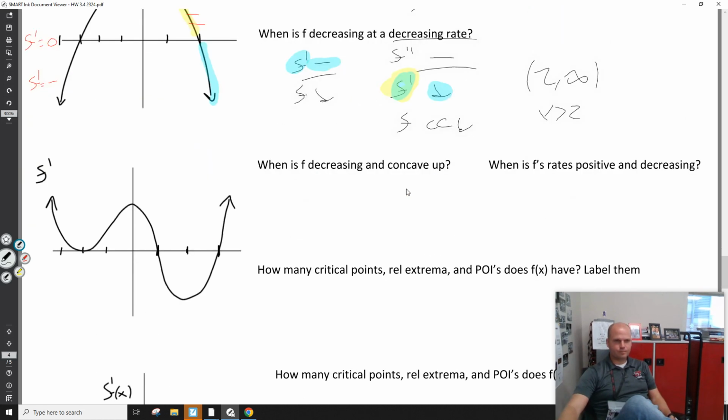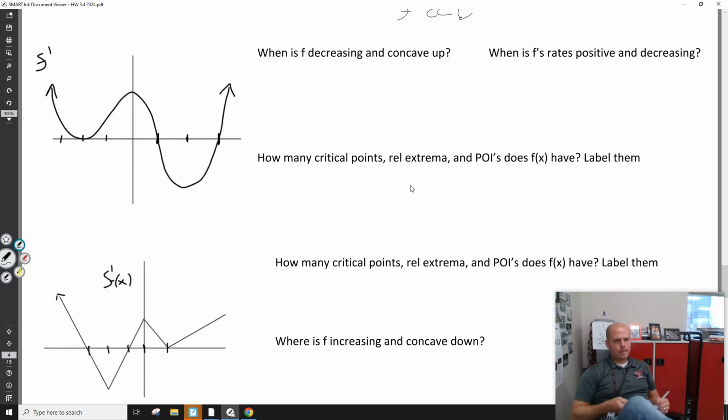Cool. Start the charts. All right, the question. F is decreasing, concave up. Okay, F is decreasing. F prime has to be negative. F is concave up. Okay, F is concave up. That means F prime must be going up. That means the second derivative must be positive. What do I have? The graph of F prime.